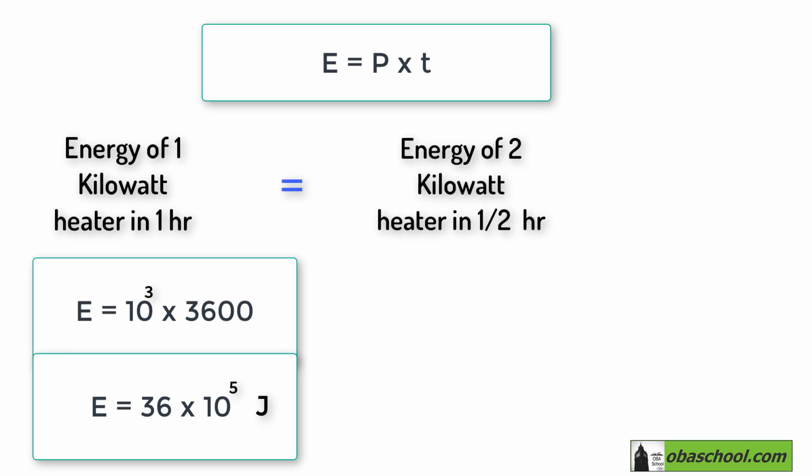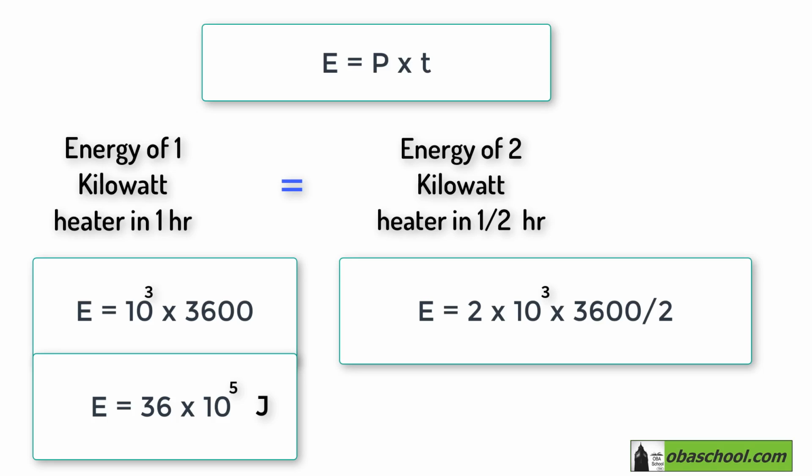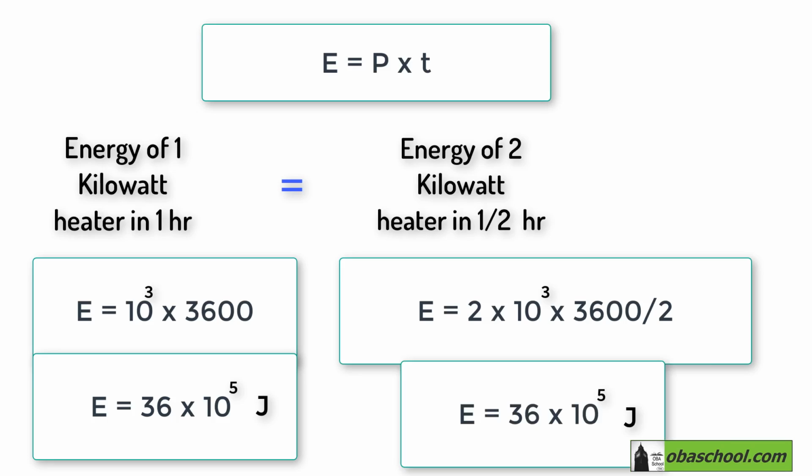And the energy of the 2 kilowatt heater is equal to 2 times 10 to the power 3 watts multiplied by half times 3,600 seconds. And it gives the same answer, which is 36 times 10 to the power 5 joules.